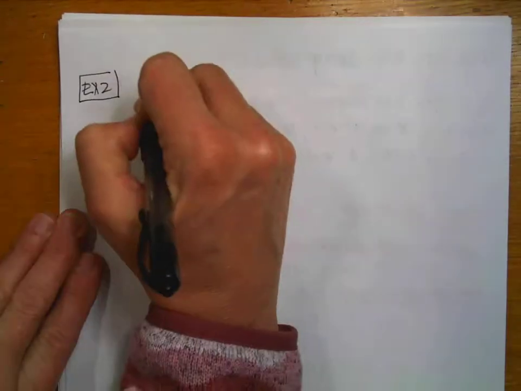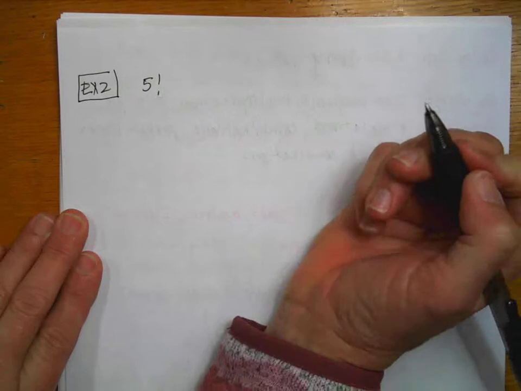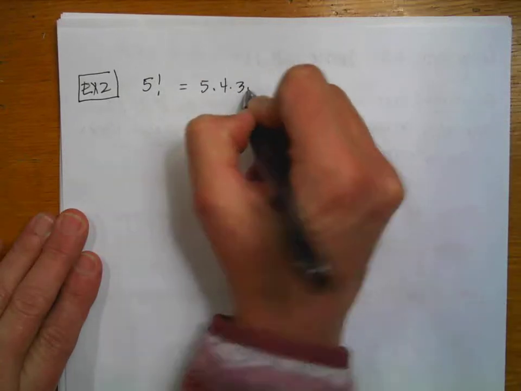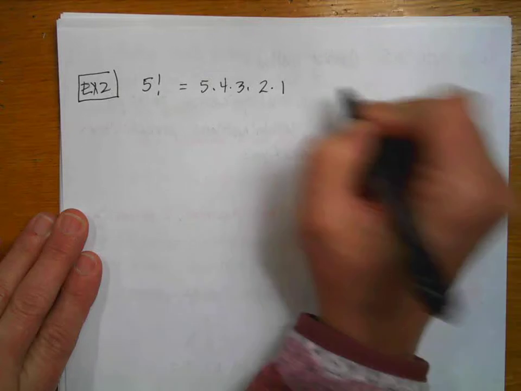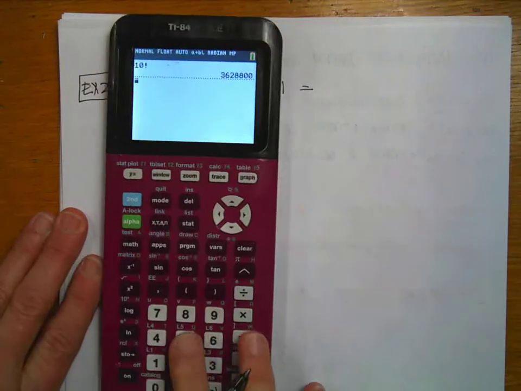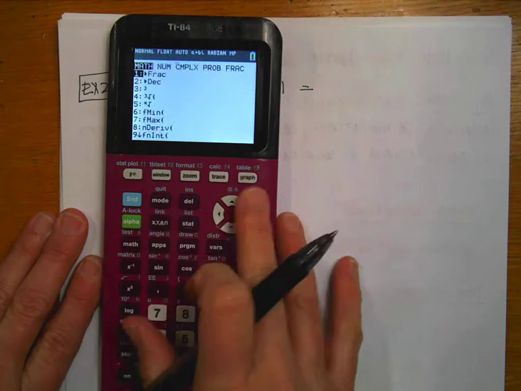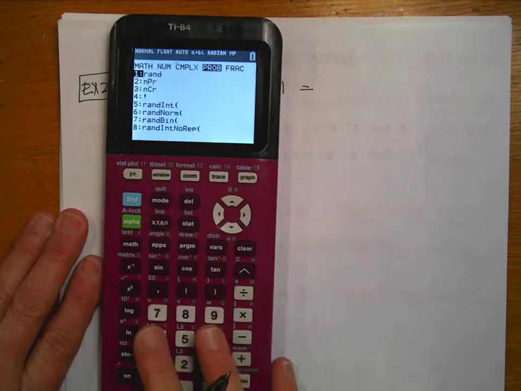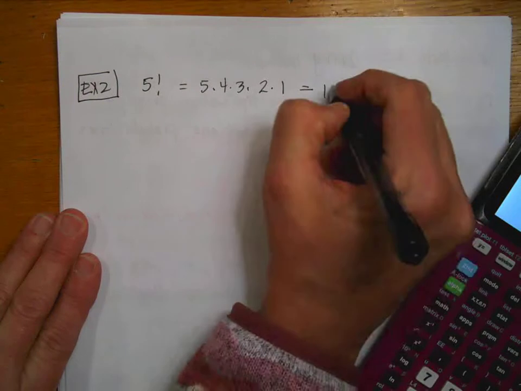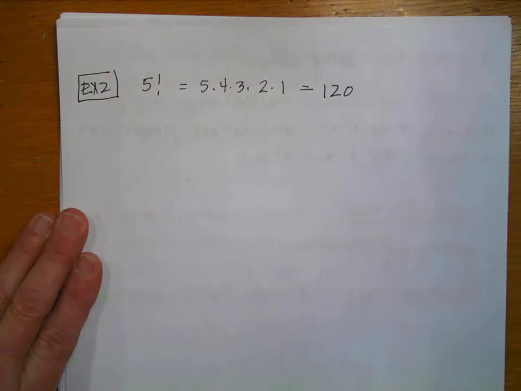For the second example, I'm actually just going to do it on paper. So for example number 2, I want to just experiment with some factorials. If I have 5 factorial, that is 5 times 4 times 3 times 2 times 1. Again, I could do that in my calculator. I'll show you again. I'm going to do 5, math, over to probability, option number 4 on my calculator, and enter, and I would get 120.